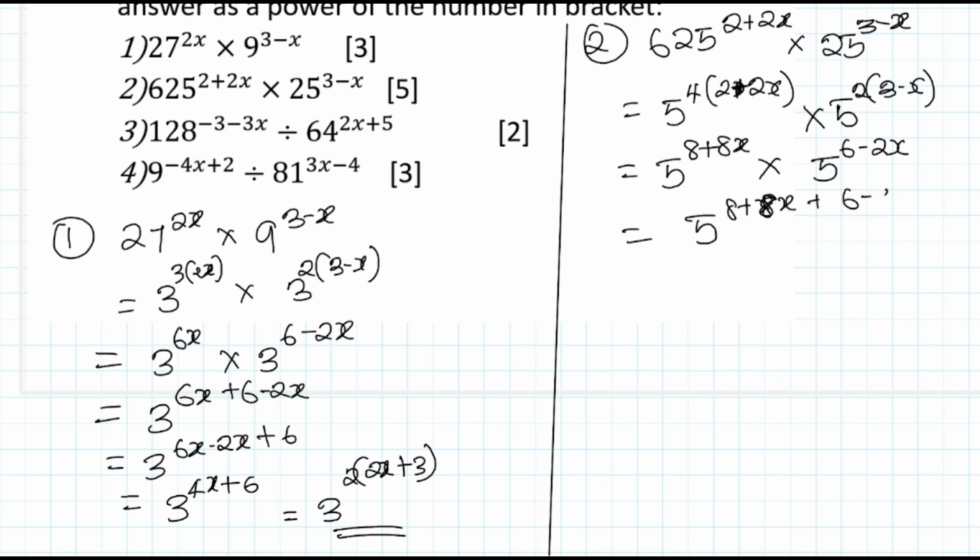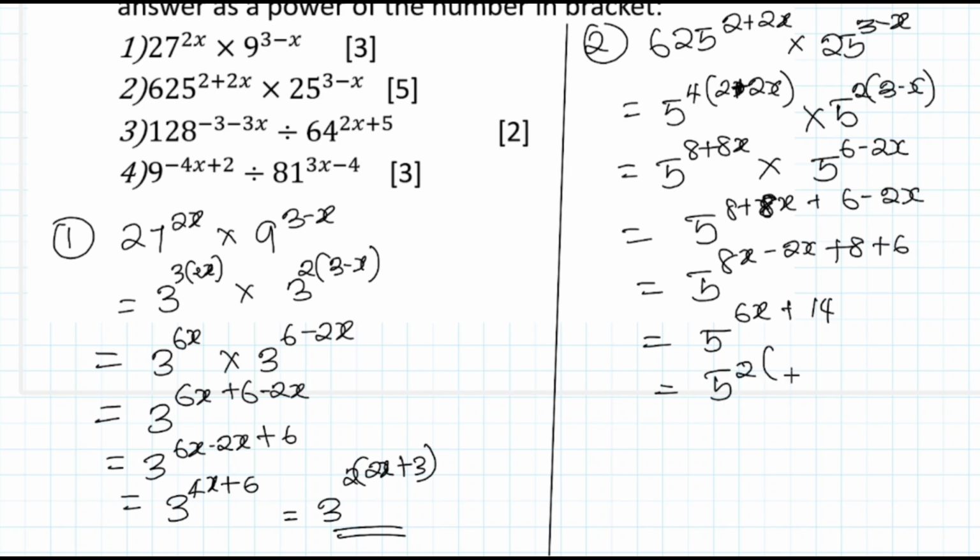plus 6 minus 2x gives, and then you collect like terms in the power. That will be 8x minus 2x plus 8 plus 6, and that will be 5 raised to power 6x plus 14. We can simplify the power to 5 raised to power 2 bracket 3x plus 7, and that is the final answer. So this is how you simplify this kind of expression.